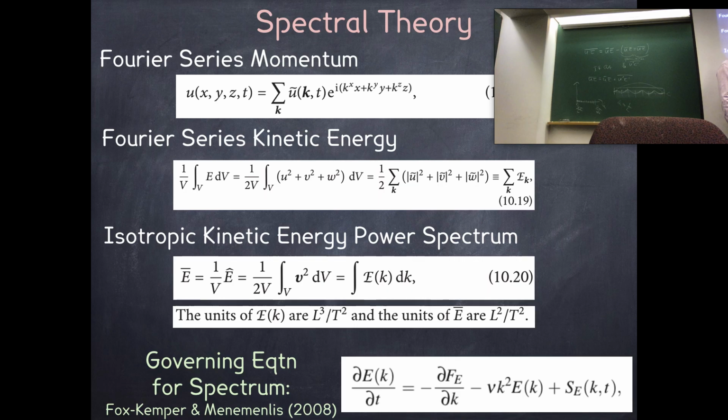But all that being said, now we've got this E of k, and if we integrate it over all the wave numbers, all the magnitude of wave numbers from small to big, we get the total energy, which in real space is just the integral of 1/2 v squared over the whole volume.